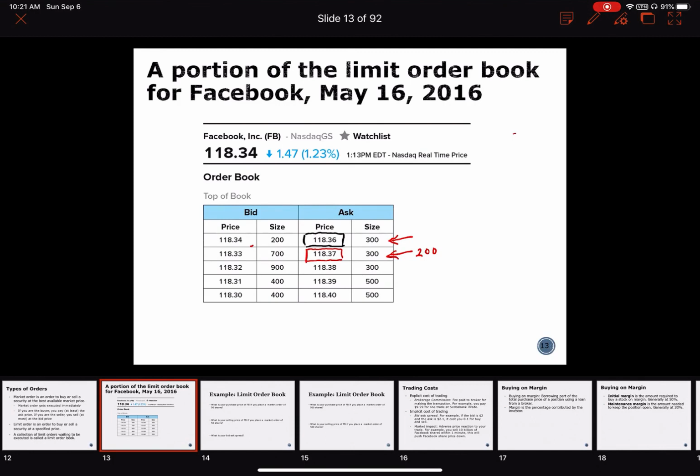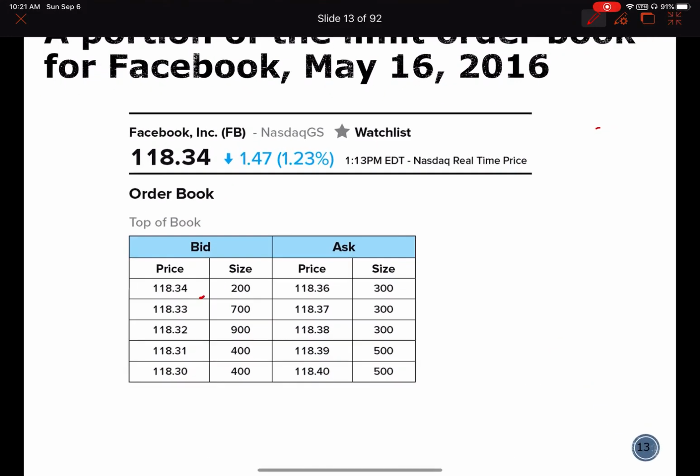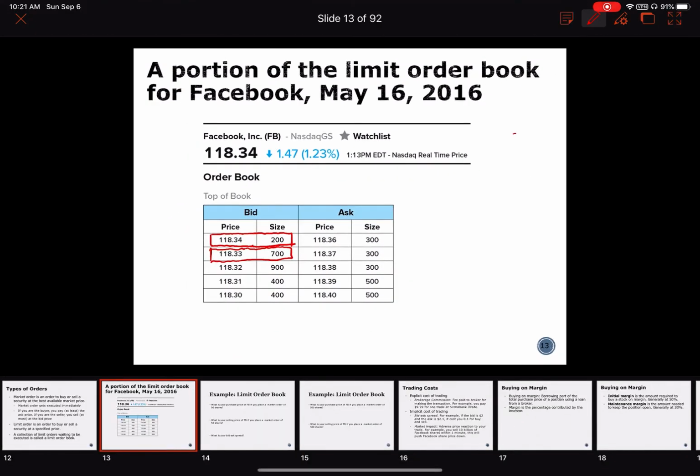Now you're the seller, right? So again, we have talked about this. If you're the seller, you have to sell at the bid price. So first, you will sell 200 shares to this guy at $118.34. Again, you want to sell 500 shares. So you have to sell deeper into this limit order book. So you have to sell additional 300 shares at the price of 118.33. Now, what is the answer here?